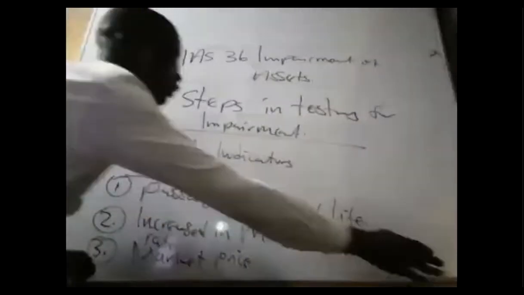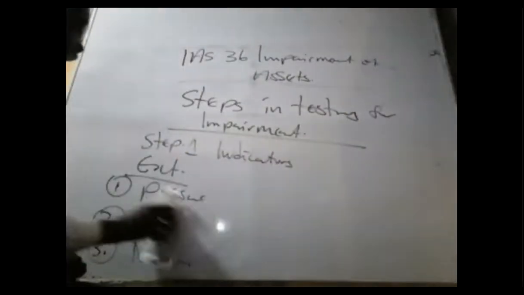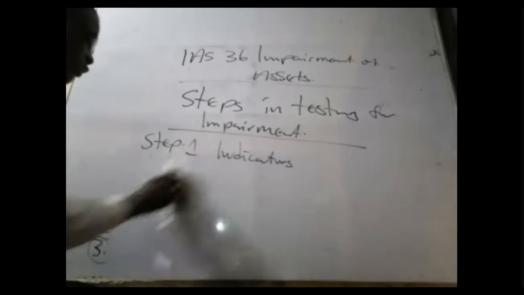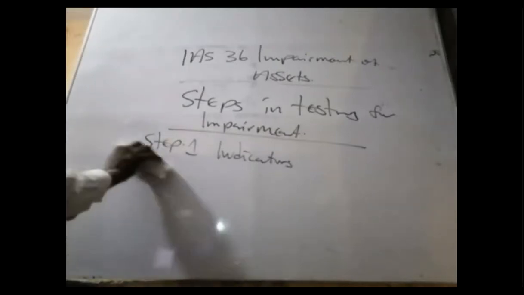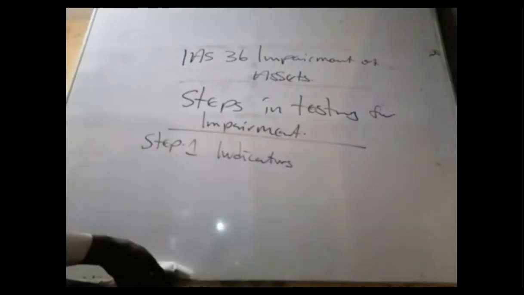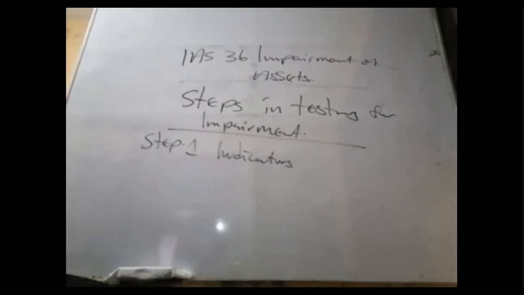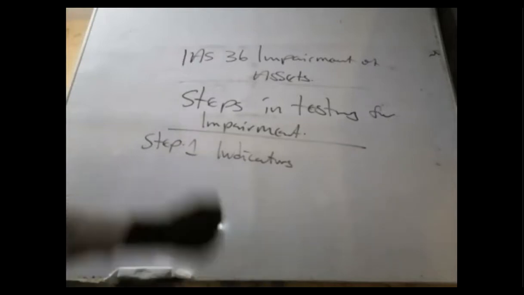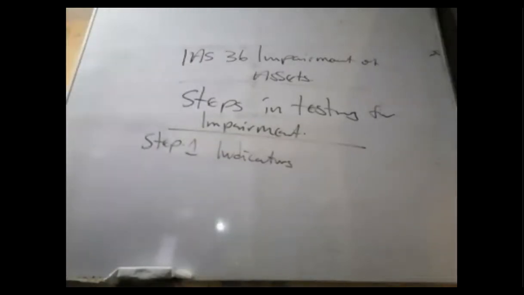Okay, now let's move on to the next step. Right after step one, where there's a clear indication, clear symptoms that are a sign of COVID, you move forward to the testing center so that they will test you. Because if you don't show symptoms, they will not test you. Good.